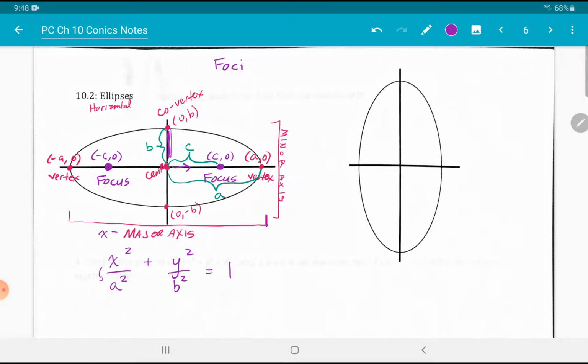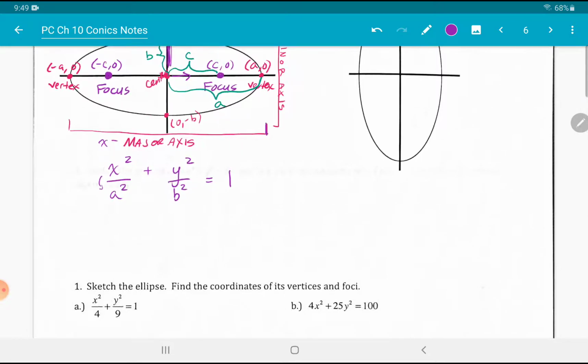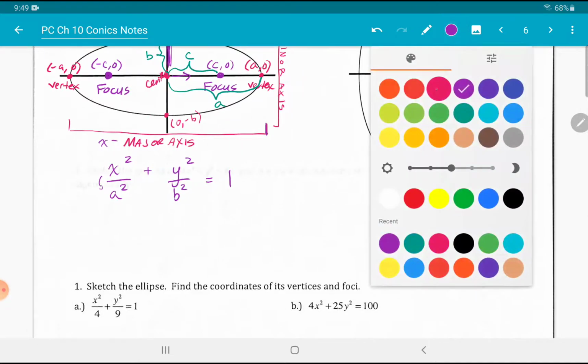Okay, so unlike a circle, it doesn't have a radius anymore. This equation is always equal to 1. If you find that there is a number there, then you want to divide by that number to make sure this is a value of 1. Okay, so a couple things to note as we were labeling some of those parts.